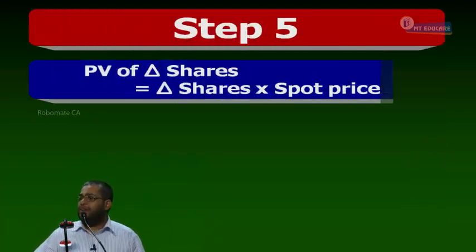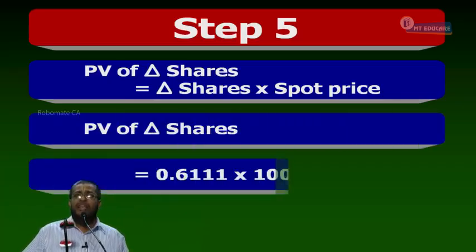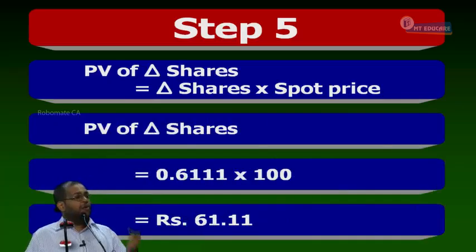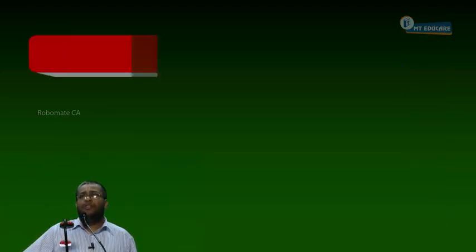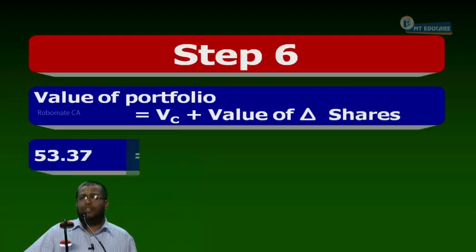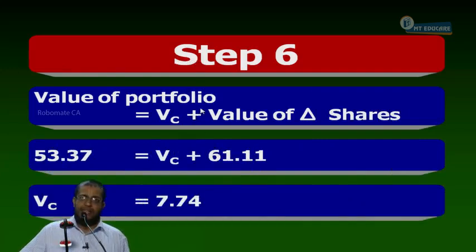The present value of delta shares. How many shares am I holding? 0.6111 share. What is the spot price of the share? 100 rupees. So the value of my share today is how much rupees here? 61.11, because if I hold 1 share, my wealth today is 100. I hold only 0.6111. My wealth is 61.11. Am I right or not? So I know the value of the portfolio is how much here? 53.37. The share value is 61.11. The balance figure is the call value, 7.74.